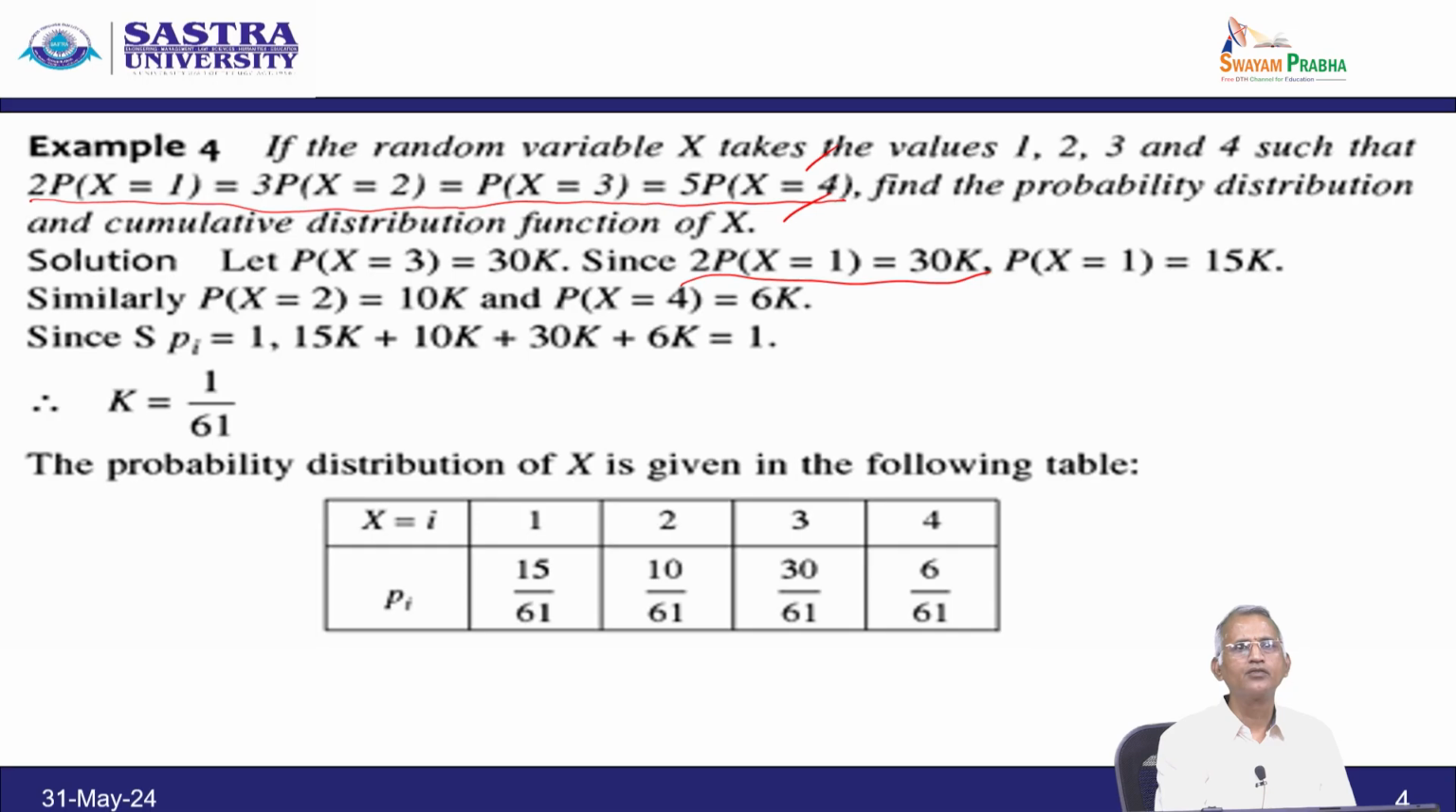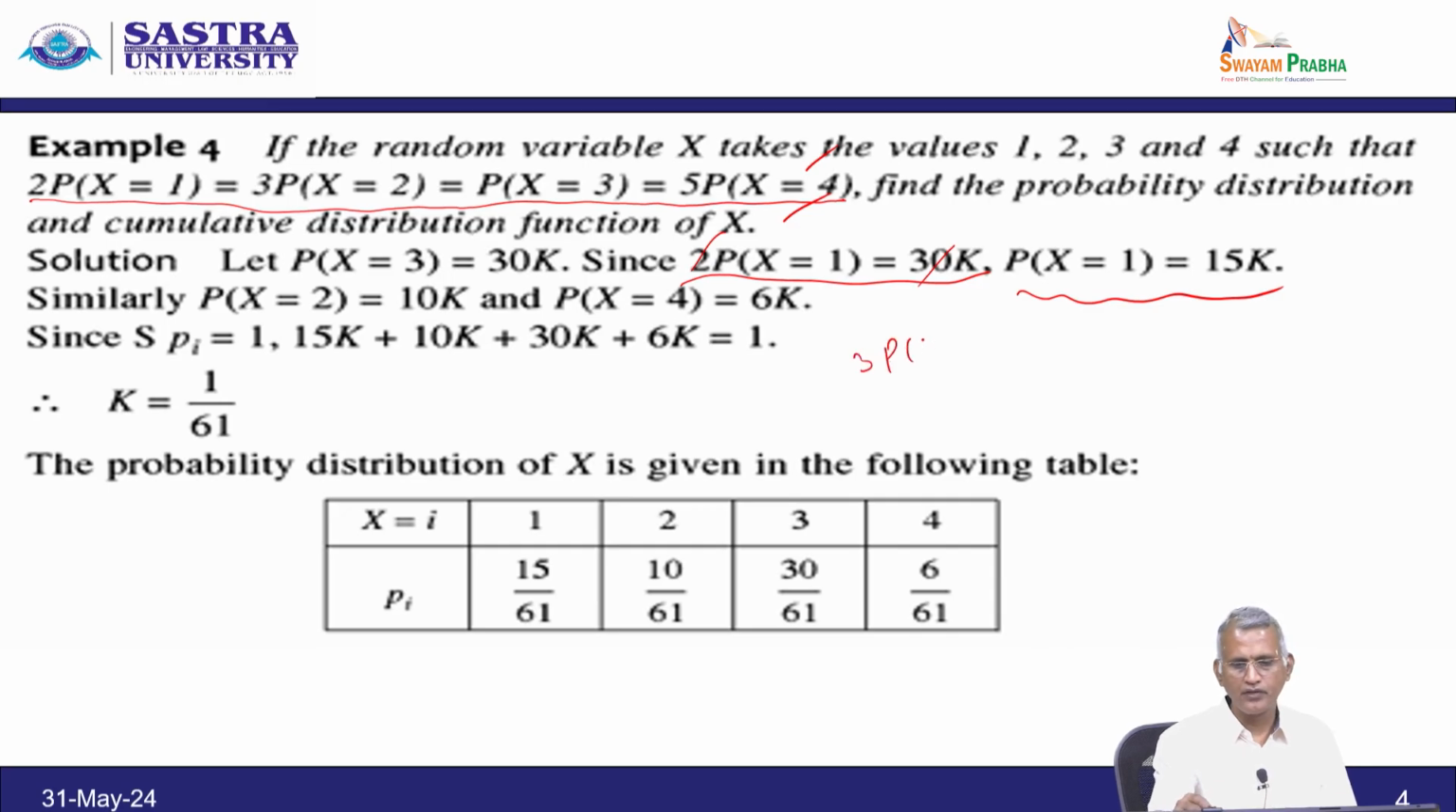So, we know that 2 into P(X=1) equals 30k. Therefore, dividing them, P(X=1) equals 15k. Similarly, for P(X=2), we already took 10k, because P(X=2) and P(X=3) are equal. Therefore, 3 into P(X=2) is 30k, right.